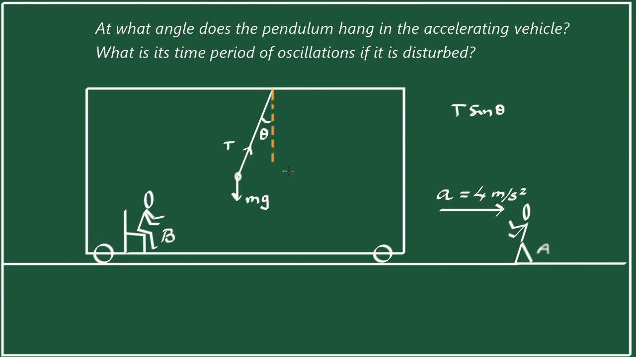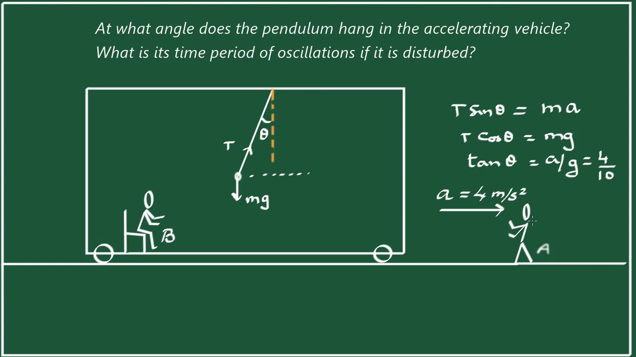And since the pendulum is accelerating with the same acceleration as the vehicle, T sine theta is equal to mass of the bob times A. A is the acceleration of the bob, which is the acceleration of the vehicle. And in the vertical direction, we usually write down T cosine theta is equal to mg, because the bob moves horizontally and it has no vertical acceleration. So from this we get tan theta is equal to A by G. So the angle at which it hangs is tan inverse A by G, which in our example is tan inverse 4 by 10.